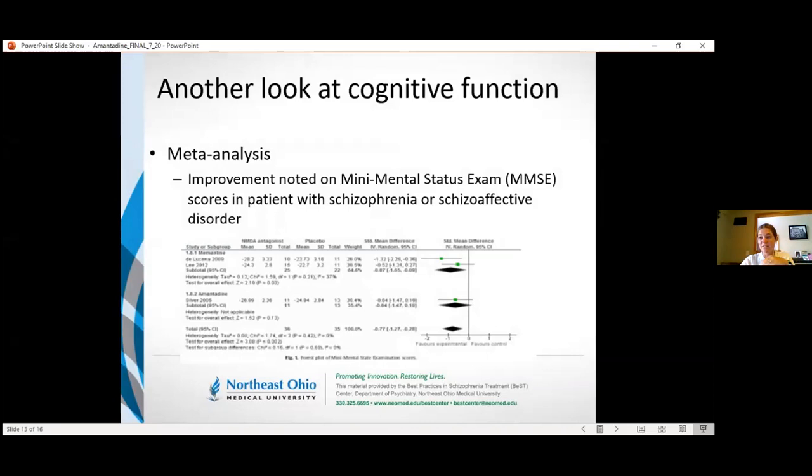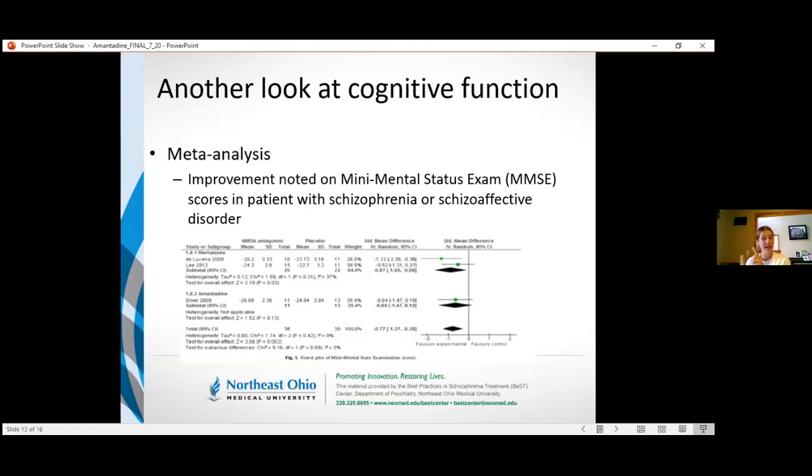There was a meta-analysis that was done looking at the use of amantadine in patients with schizophrenia or schizoaffective disorder, and they did see a mild improvement on the mini mental status exam, so that patients who were on amantadine did better than those that were on placebo. This was a limited number of trials. It also was not long-term, so in patients who potentially were incredibly sedated or may have had other adverse effects, might that be part of the response that we see here? It's a possibility, but it does look like it has some improvement in cognitive functioning.